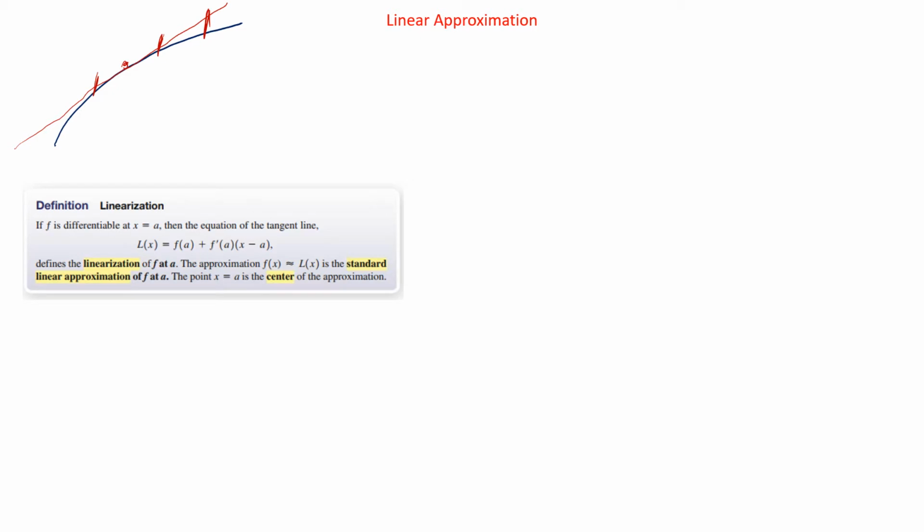The definition of linearization: if f is differentiable at x equals a, then the equation of the tangent line, L of x equals f of a plus f prime of a times x minus a, that's not new. We found the equations of tangent lines already. That's the same thing. The derivative is the slope. We use point slope form, and I strongly recommend using point slope form here, and I will show you why when we get to a problem. But it defines the linearization of f at a. The approximation is the standard linear approximation of f at a, and the point x equals a is the center of the approximation. So that's just a little bit of vocab.